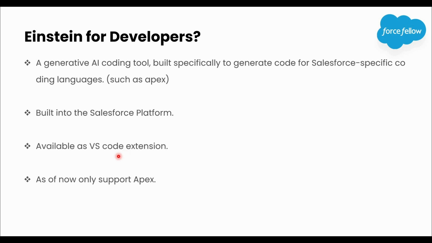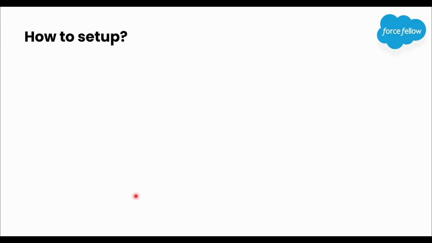And as I said, in the initial version, it can only support Apex. Or we can say it can only generate code in Apex. LWC and other Salesforce programming languages are not supported as of now. But I'm sure in future it will start supporting others as well. Alright. Now let's see how to set up this tool in our VS Code or how to get started with it. First step is to install the Einstein for Developers extension in VS Code.